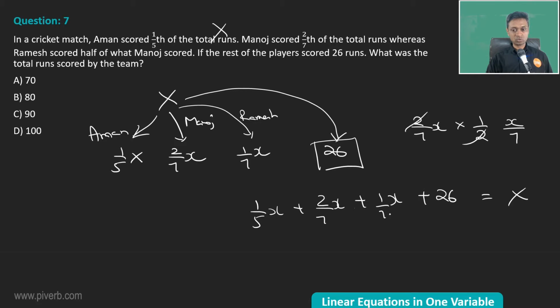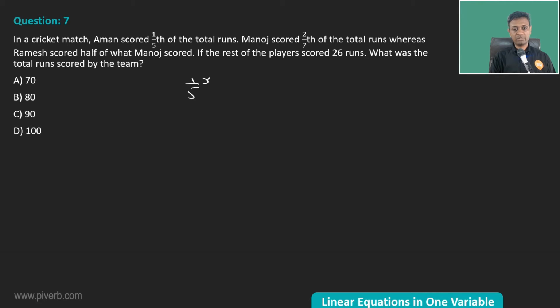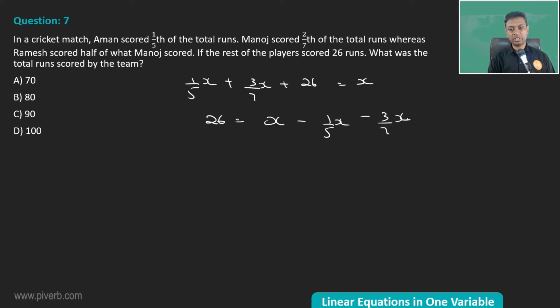Find x. 2/7 plus 1/7 is 3/7. So let's write this equation. X by 5 plus 3/7x plus 26 equals x, or 26 equals x minus 1/5x minus 3/7x.